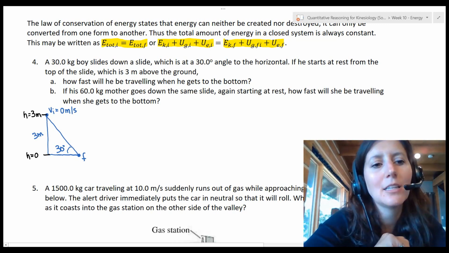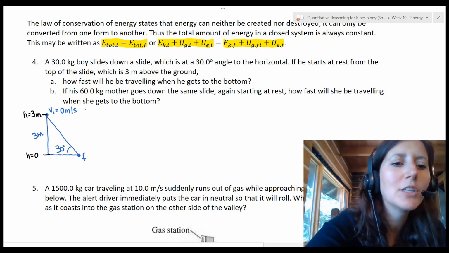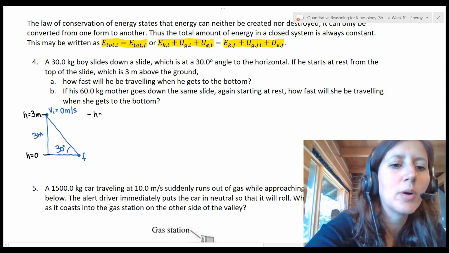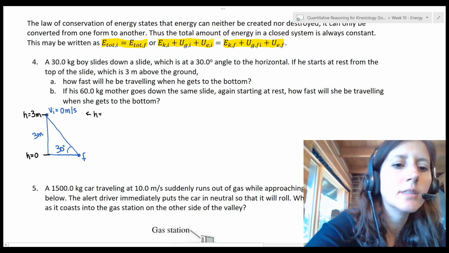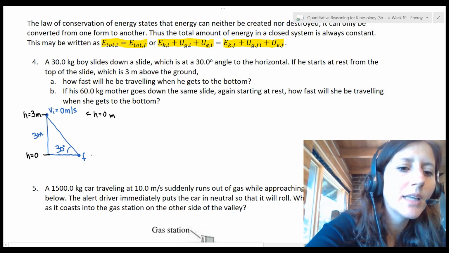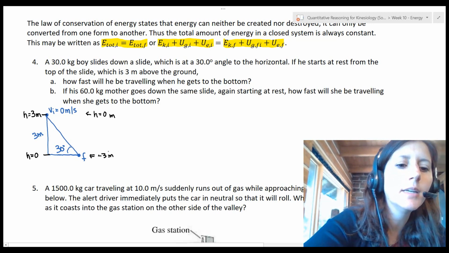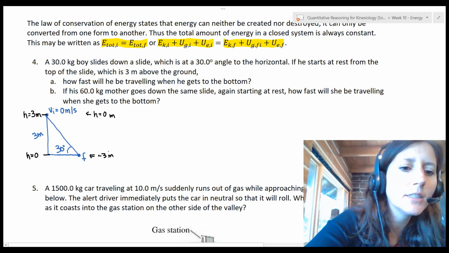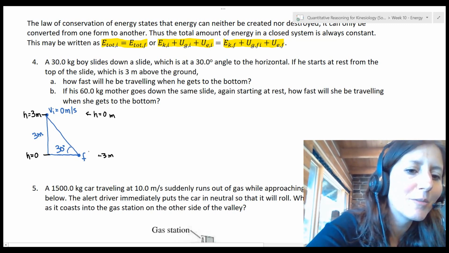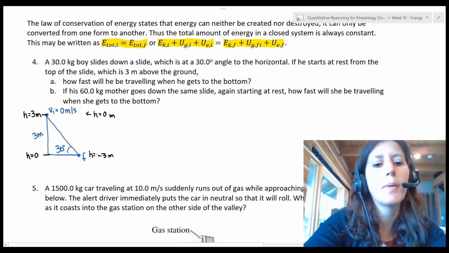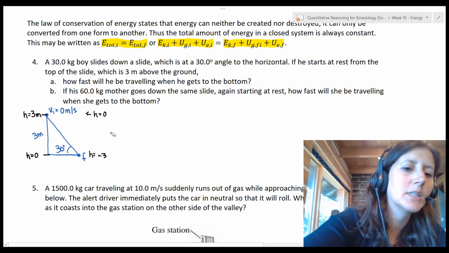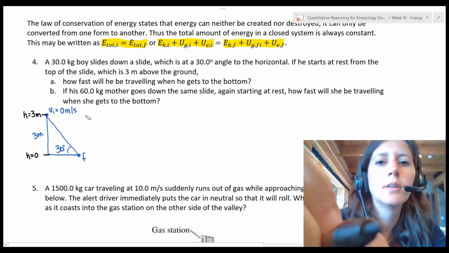You can decide anything to be your reference height. You could have said the top over here, my height was 0, but then that would mean that the height over here would be -3. You could do that as well, and that's totally fine, but it confuses a lot of people. So I usually say that the bottom is where my reference position is. So that's what I'm going to do here.